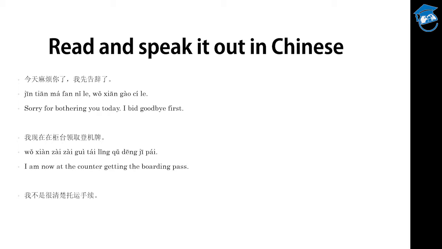Okay, so it is read as 我不是很清楚托运手续. Okay, and in English it is I am not very clear on the procedure in checking in baggage. Okay, so again, it's very much like the previous sentence. I want you to understand what is 清楚托运手续. Okay, so 清楚 is clear, or it can be used as understand. 托运 is checking in baggage, and then 手续 is procedure.